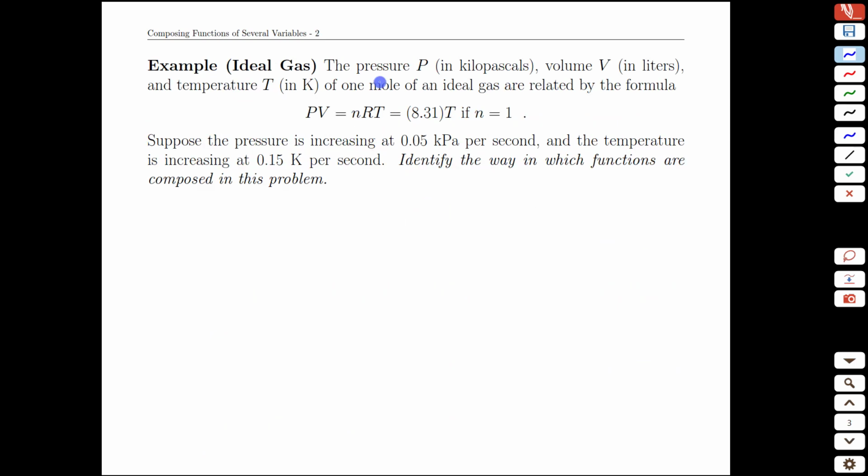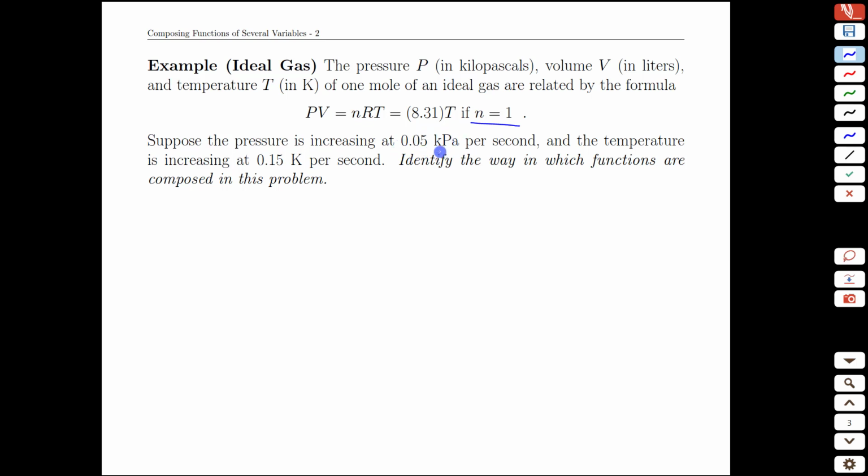To make this more concrete, let's imagine a scenario from chemistry. We have the relationship between pressure, volume, numbers of moles of a gas, a constant, and the temperature. Those are all interrelated. We're going to simplify our lives a little bit here and only use 1 mole, so we don't have to worry about that factor.